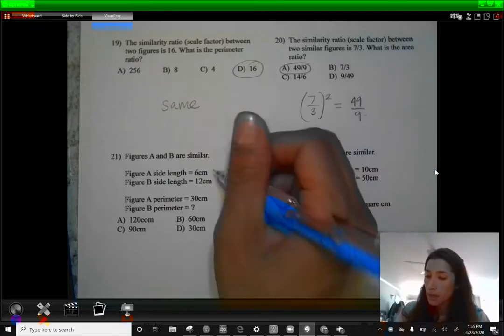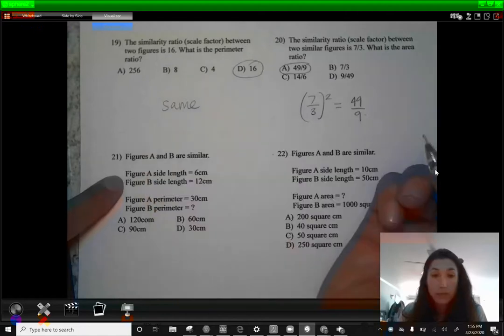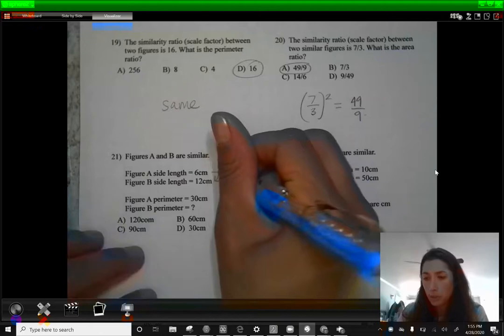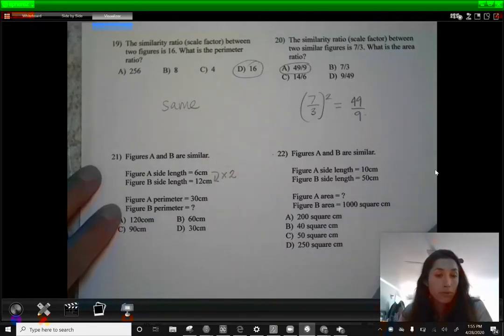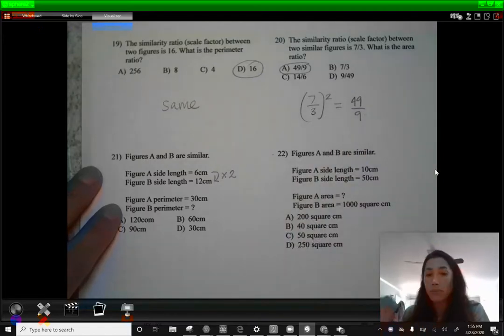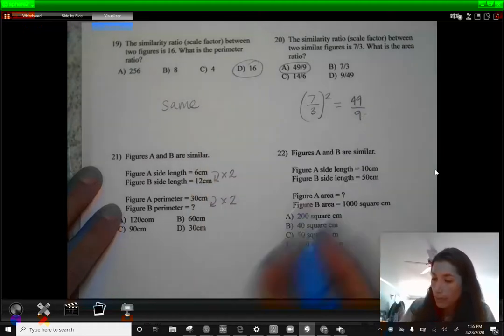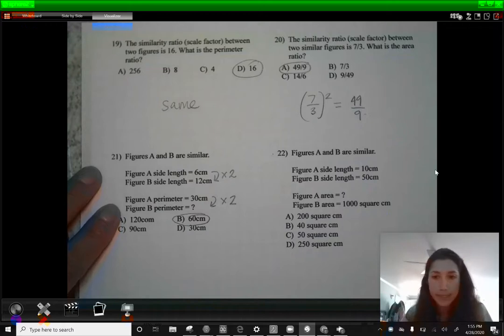Okay. Here, we have two figures that are similar. Our sides are going from 6 to 12. So 6, what are we multiplying by? Times 2 gives us 12. And we're looking at perimeters, missing perimeters. So we want to multiply by that same exact ratio. We have a side length that's linear. We have a perimeter that's linear. So we're going to multiply by 2. And that would give us 60. 30 times 2, that's 60.